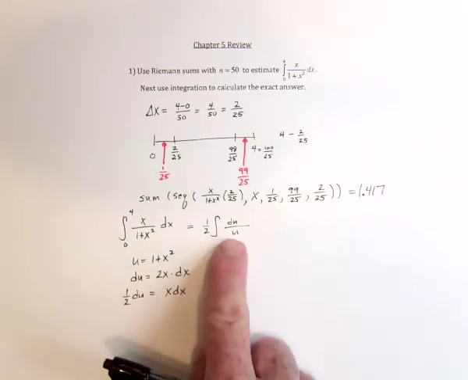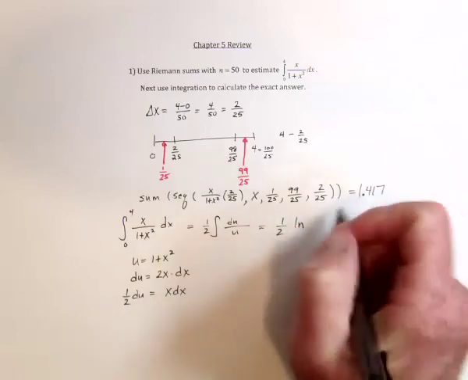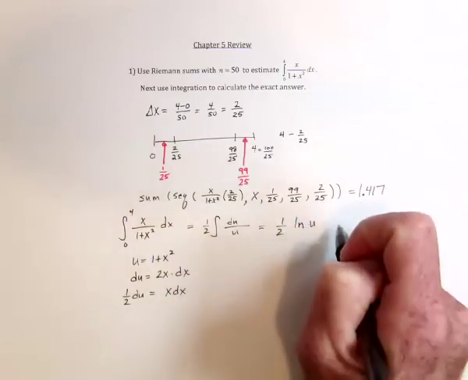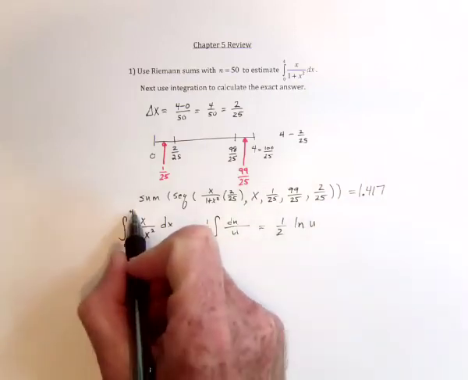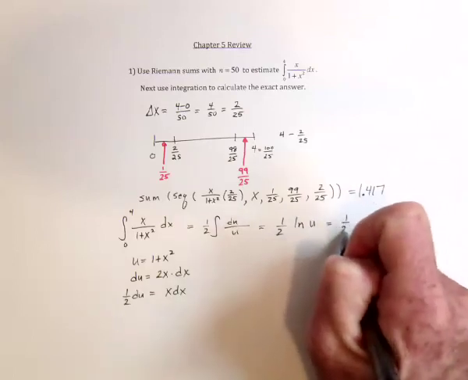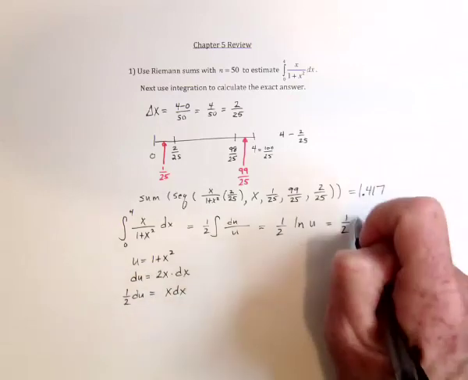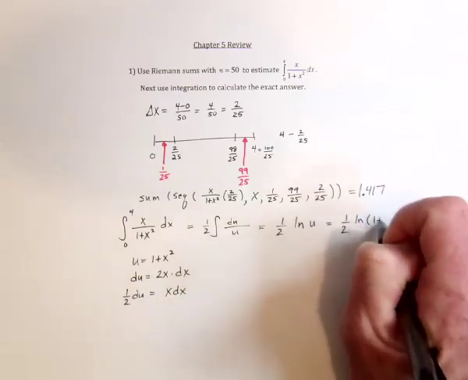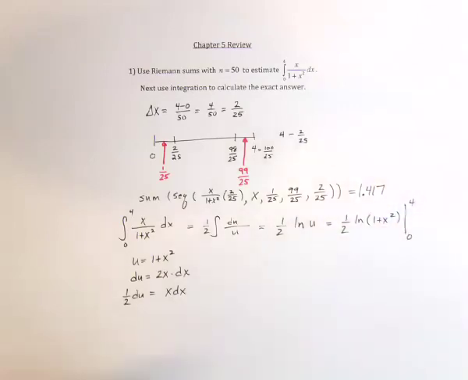The next thing to do is recognize this comes from the natural log function. So the antiderivative would be the natural log of u. And we don't need to put plus a constant because we're going to be substituting these numbers in. But I should change it back to the x's, so replace u with 1 plus x squared. So it's 1/2 natural log of 1 plus x squared. And now put the 0 and the 4 back.